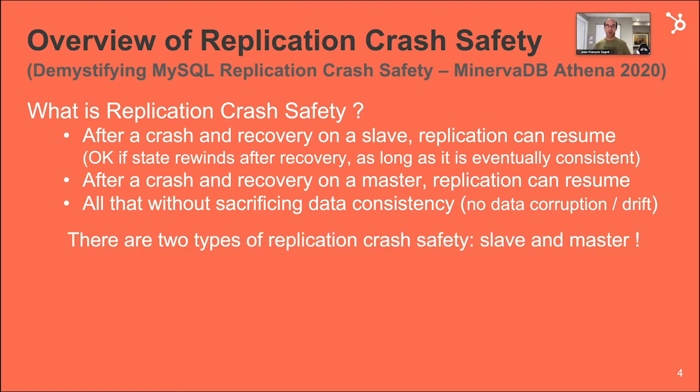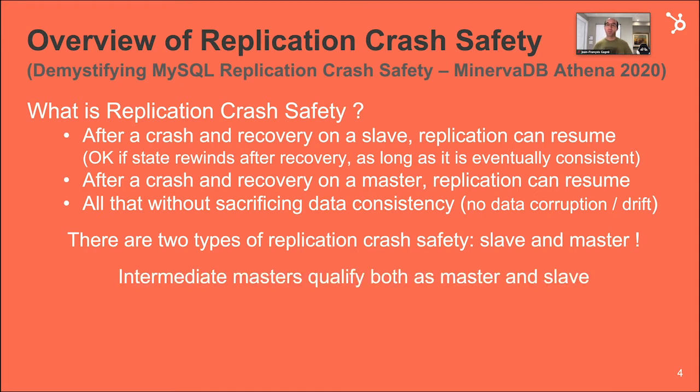So there are two types of replication crash safety, slave and master, and we'll cover both in the talk. A quick note about intermediary masters. Those are slaves that are also writing binary logs. They're both master and slaves. So when we analyze all this, an intermediate master needs to be both slave replication crash safe and master replication crash safe.